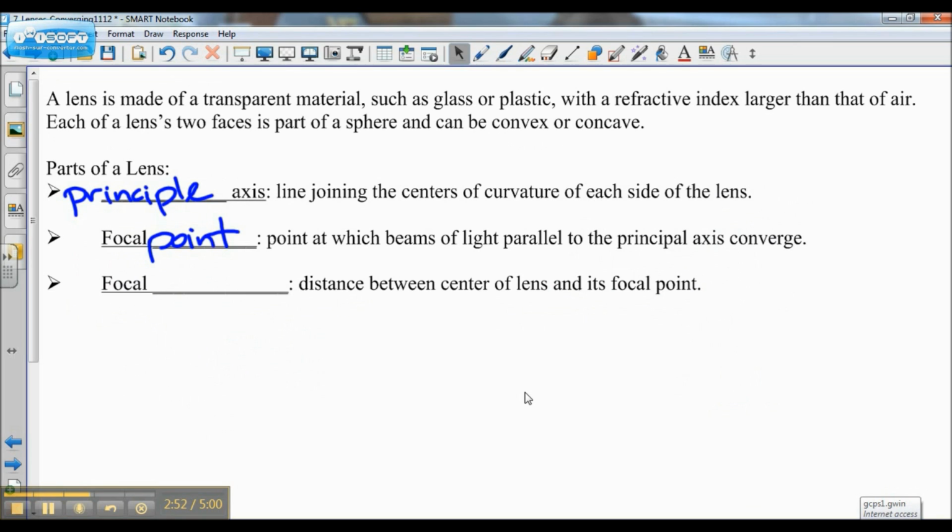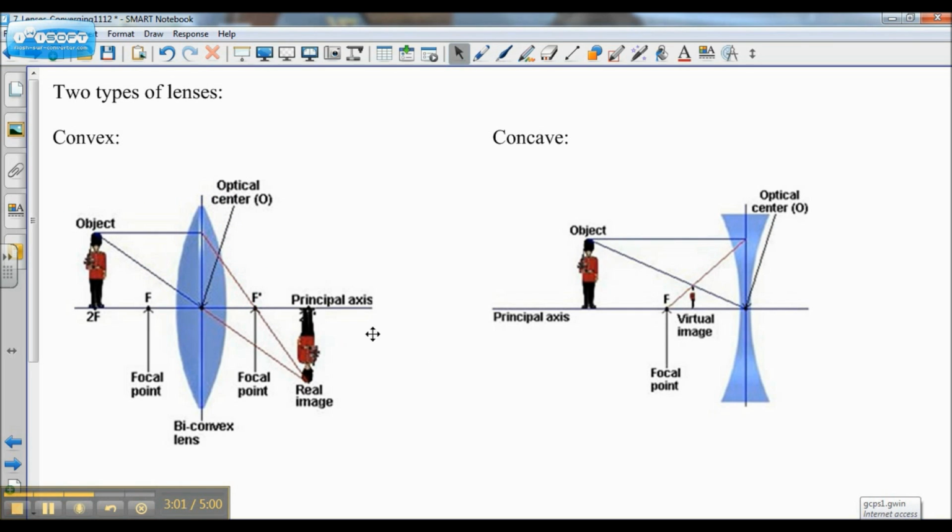The focal length is just the distance from the center of the lens to the focal point. So here, center of lens to the focal point is your focal length.